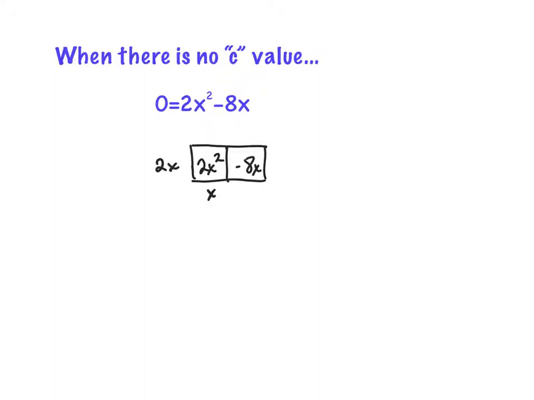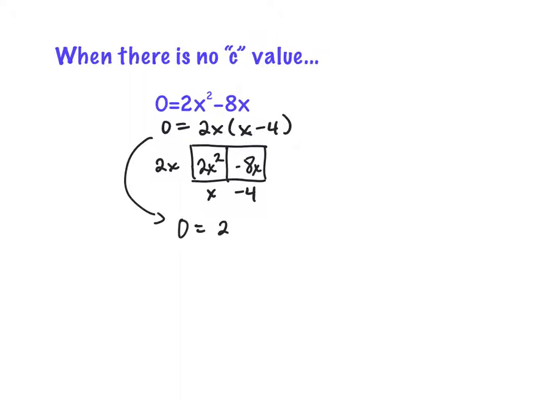2x times x is going to give me 2x squared, and then 2x times negative 4, or rather negative 8 divided by 2 is going to give me negative 4 to get that second factor. So if I rewrite this, this would be 0 equals 2x times x minus 4. And now I'm in factored form. I'm going to rewrite this again down here.